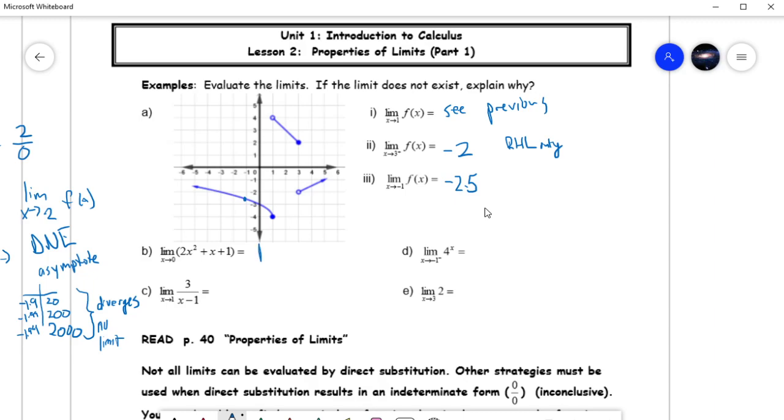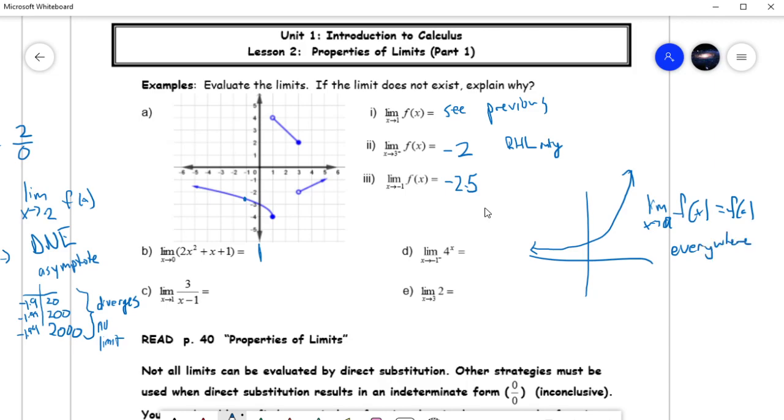1. I just plug in 0. It's a polynomial. I'm not going to get tripped up by a polynomial. Polynomial, I just plug in the number. An exponential, we didn't talk about exponentials yet, but if you think back to what an exponential looks like, the limit as x approaches a of f of x equals f of a everywhere for an exponential, because an exponential is continuous everywhere. So I'm just going to plug in -1, I get 1/4.